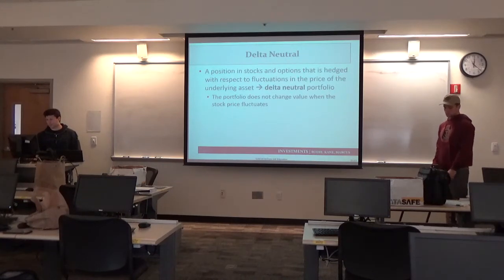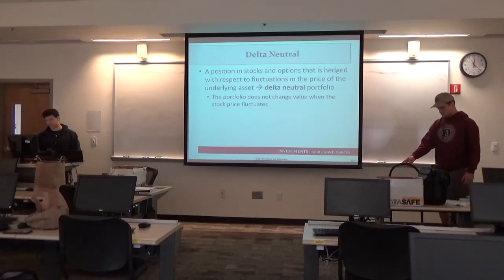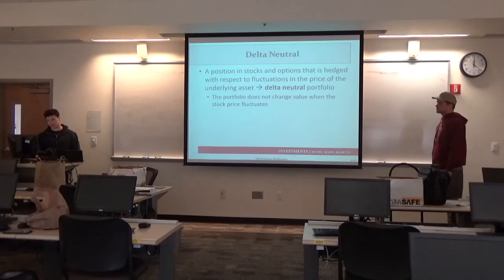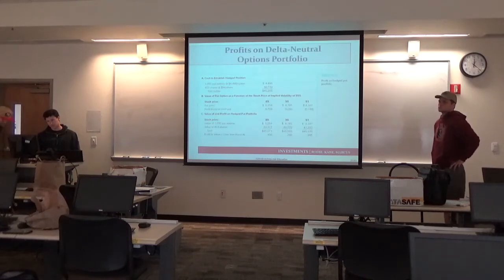A position in stocks and options that is hedged with respect to fluctuations in the price of the underlying asset is a delta-neutral portfolio. The portfolio does not change in value when the stock price fluctuates. Another graph with a bunch of numbers basically shows the value of the profit on the hedged put portfolio, broken down for different stock prices.